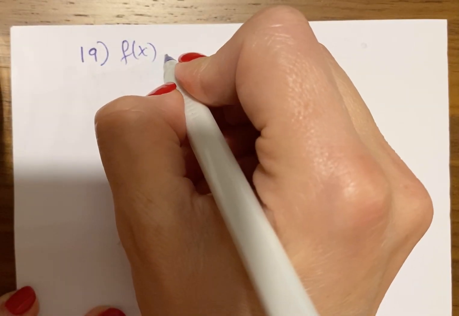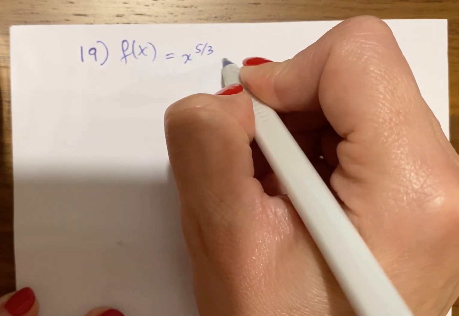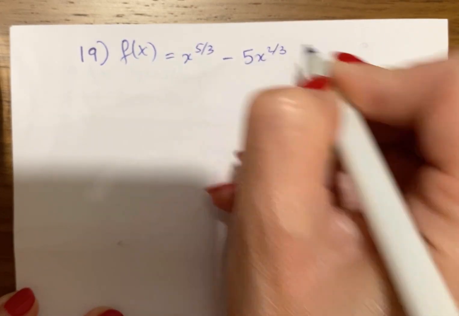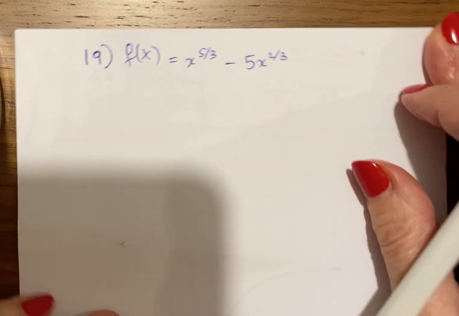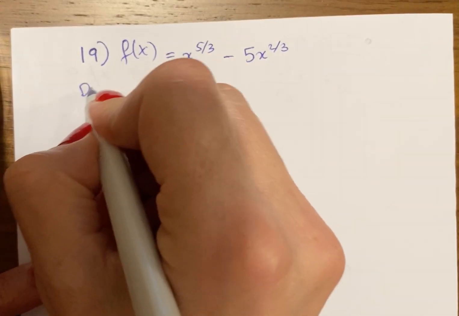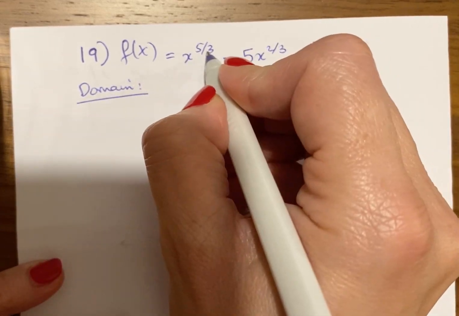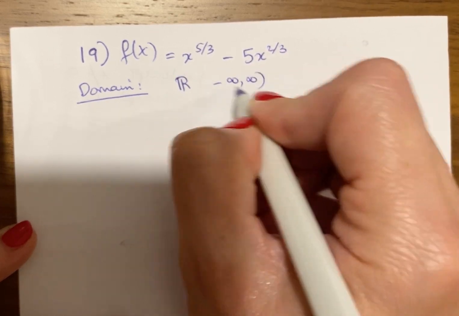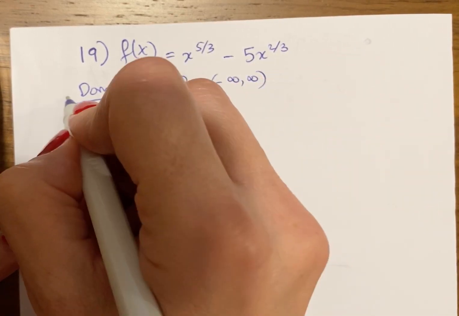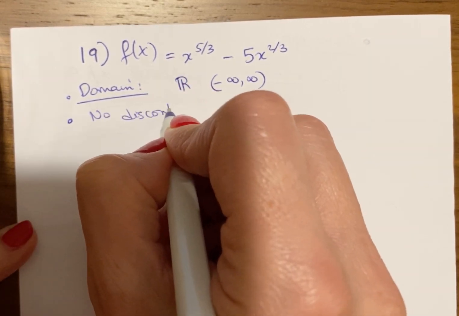Hello, one more example. f of x equals x to the power 5 over 3 minus 5x to the power 2 over 3. Powers. Again, we use the same strategy to graph. First, getting the domain. It's all real numbers because those are cube roots. Cube roots are defined everywhere. This means we have, for the second point, no discontinuities.